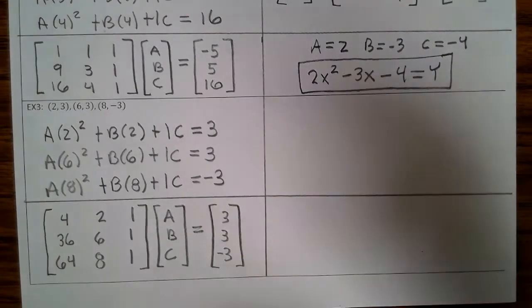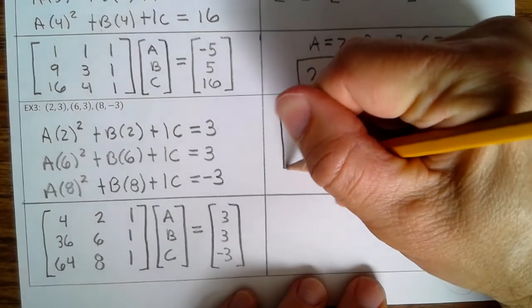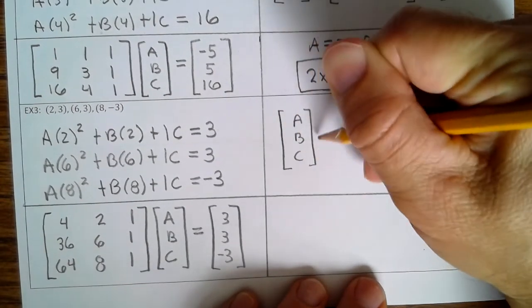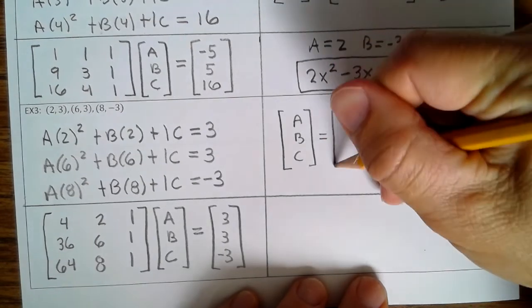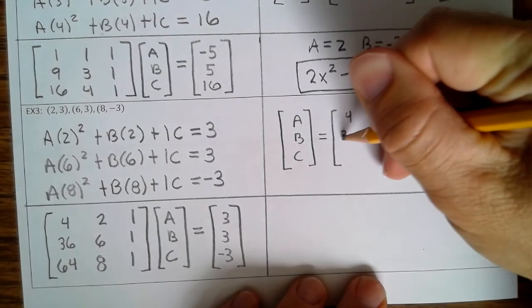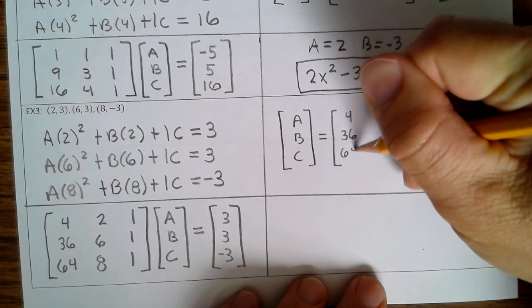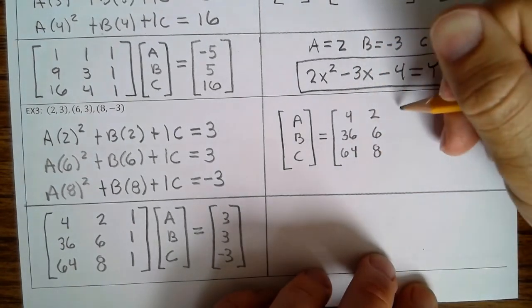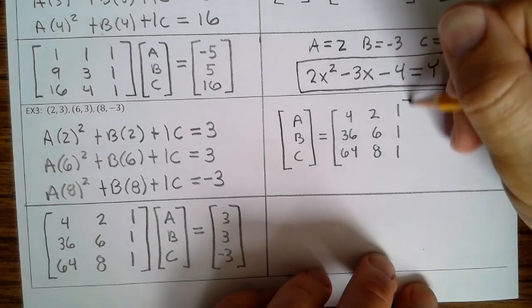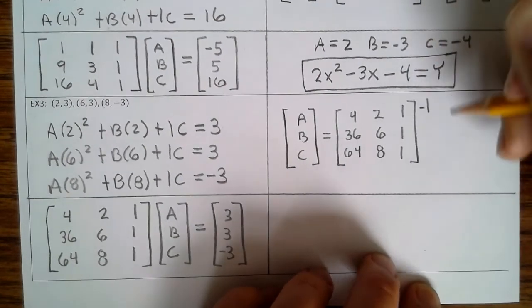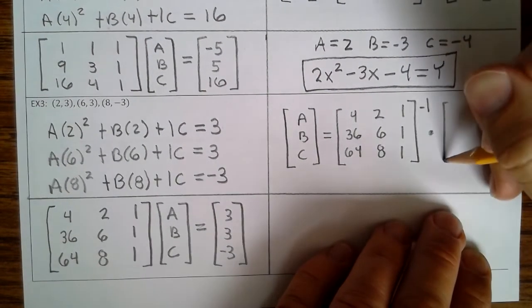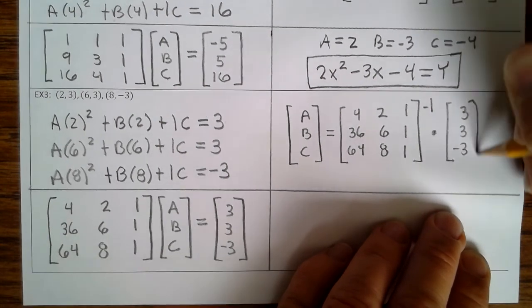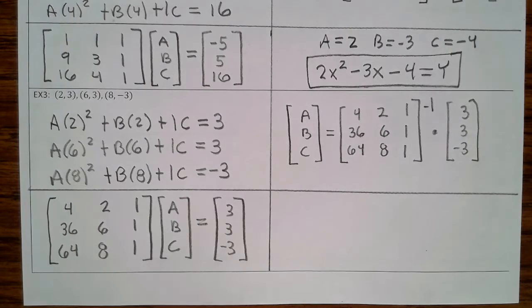Okay, so then ABC equals 4, 36, 64, 2, 6, 8, 1, 1, 1 inverse times 3, 3, negative 3. Okay, so now let's plug that into our calculator.